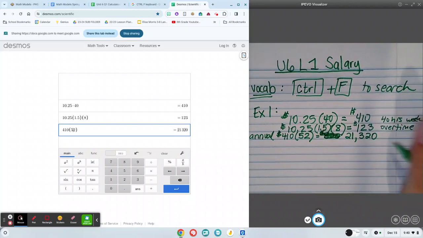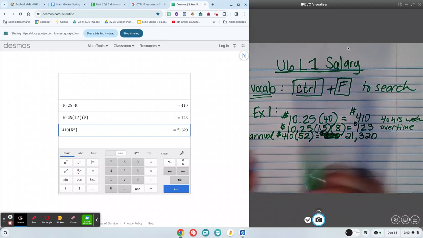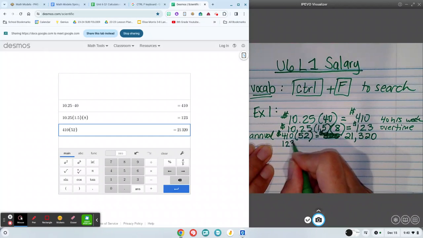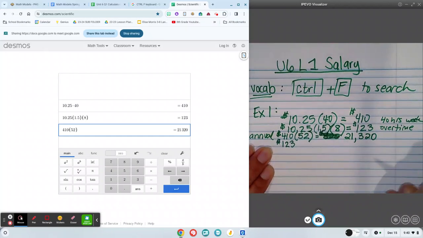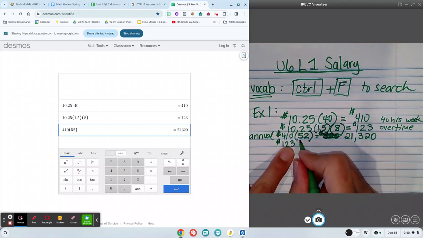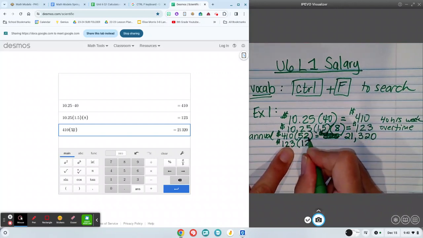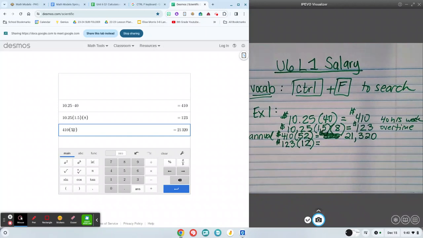$21,320 annually. And that's if I don't get any overtime. But I do get overtime. I get $123 a month because I'm only going to work 1 Saturday a month. So I'm only going to get this on 1 Saturday a month. So I need to multiply this by 12 because there are 12 months in a year.